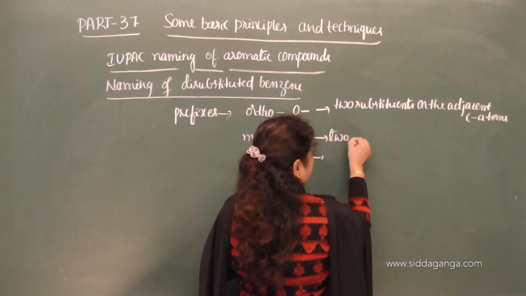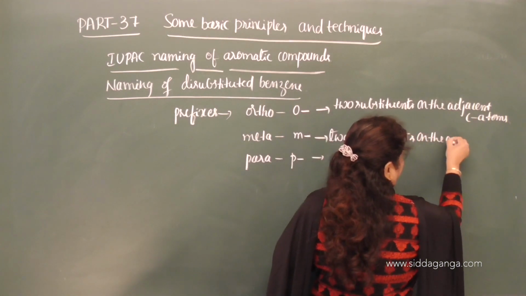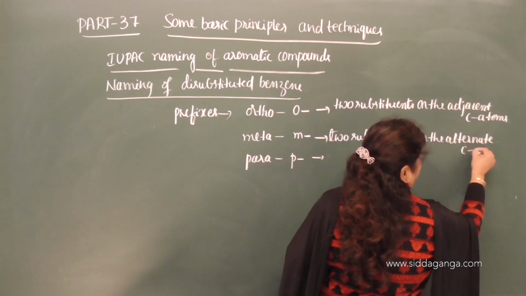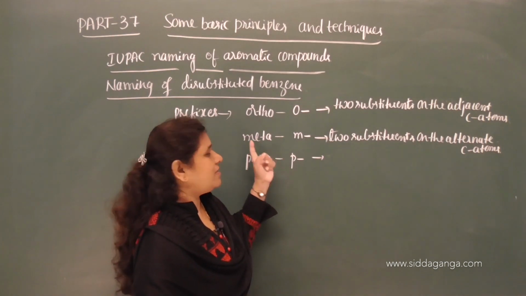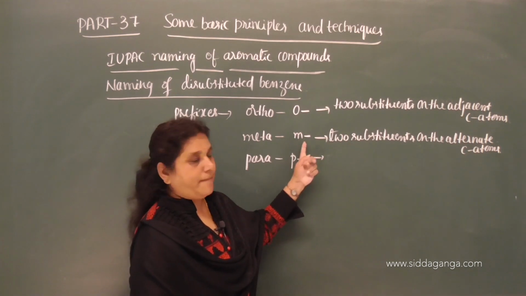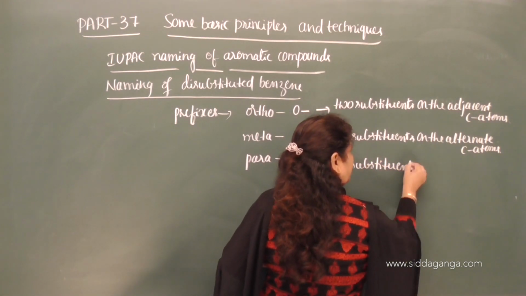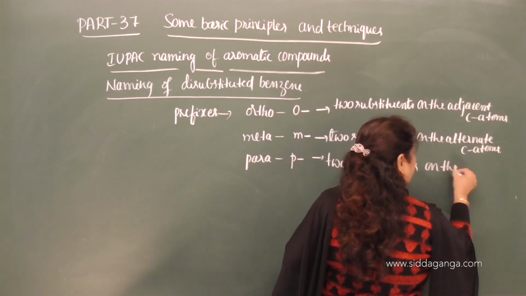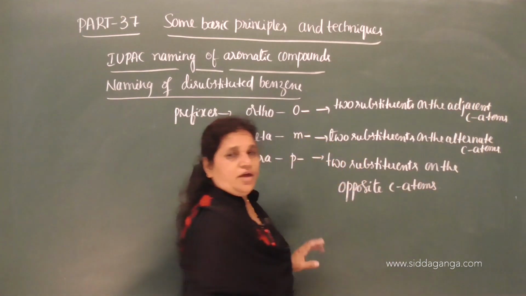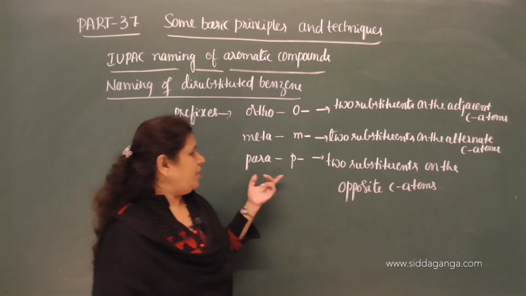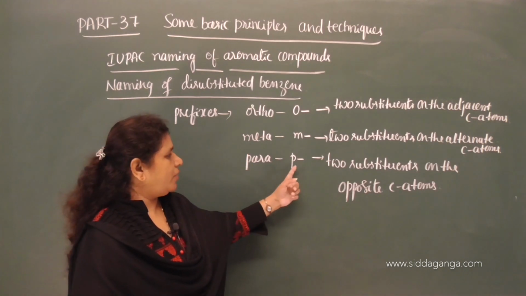If two substituents are on the alternate carbon atoms, then we give the position of the two substituents on the benzene by using the prefix meta, and the symbol for that is M. If two substituents are on the opposite carbon atoms, then we designate the positions of those two groups on a benzene ring by using the prefix para, or you can use the symbol P.